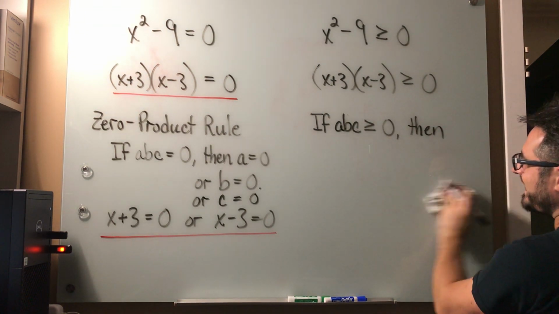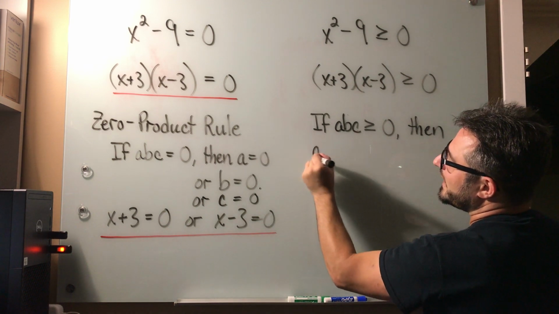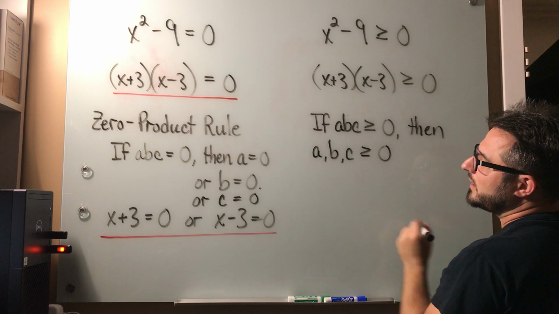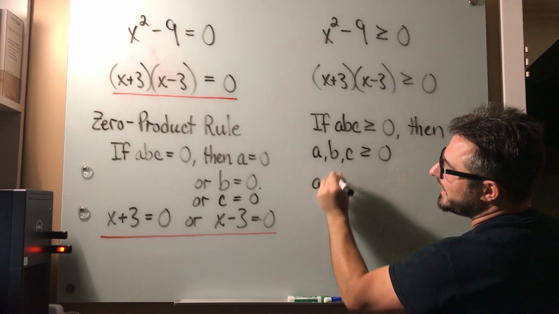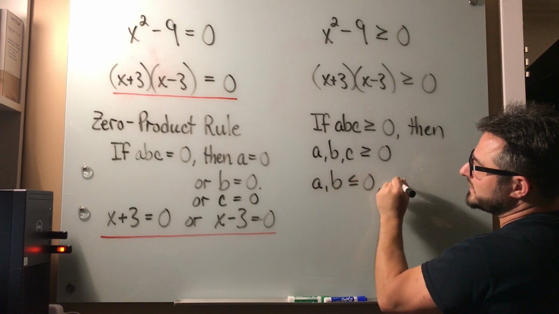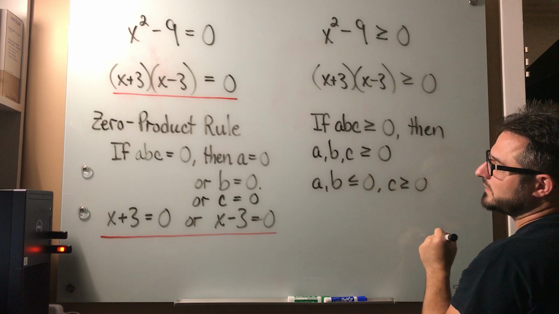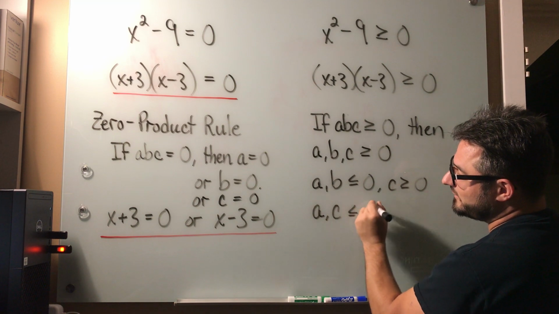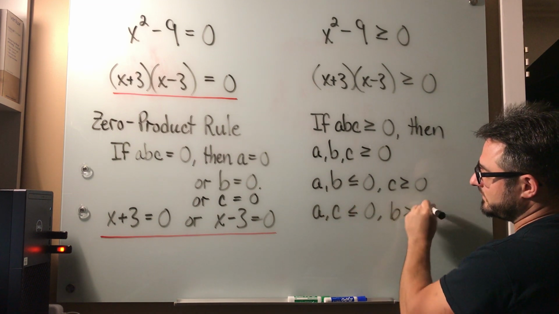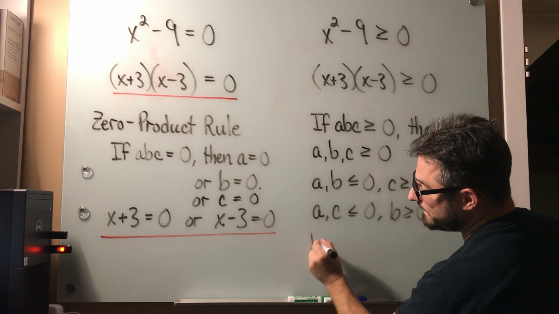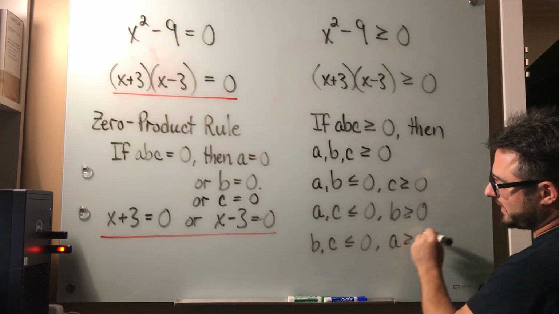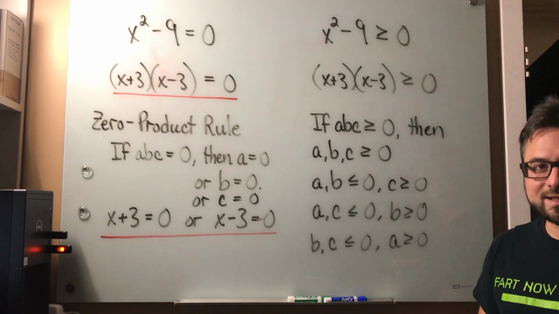In this case, we would have to say either A, B, and C are all positive, or A and B are negative with C positive, or A and C are negative with B positive, or B and C are negative with A positive. Look at how ridiculous that has gotten.